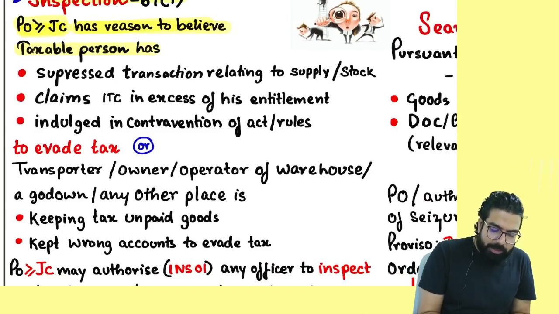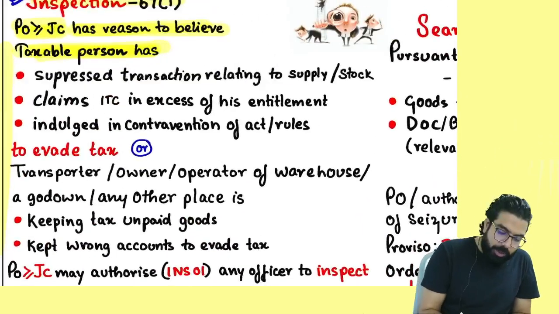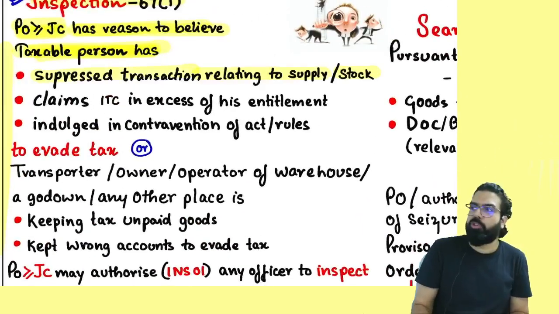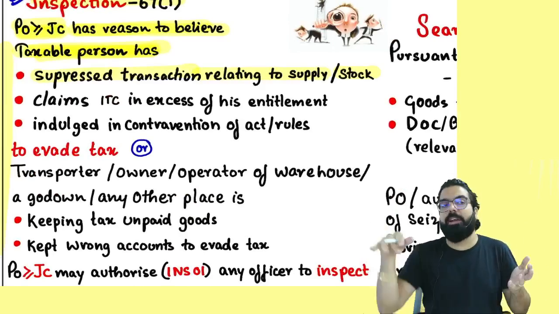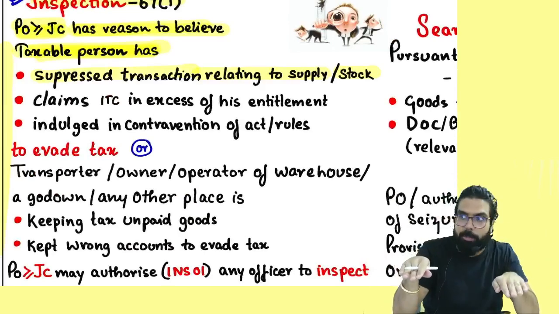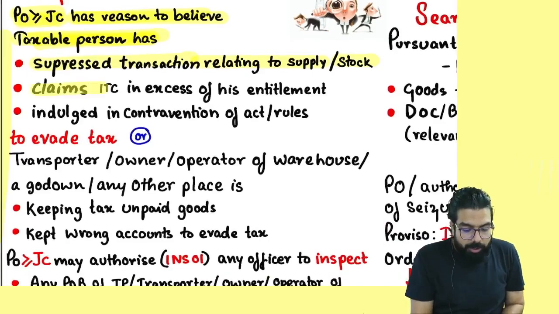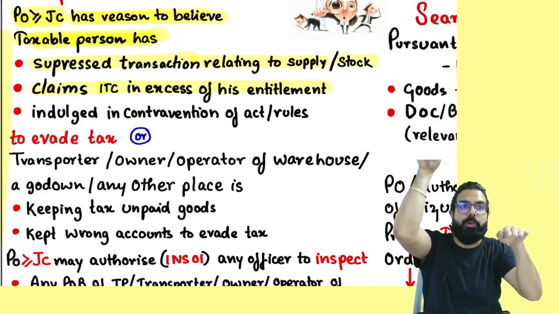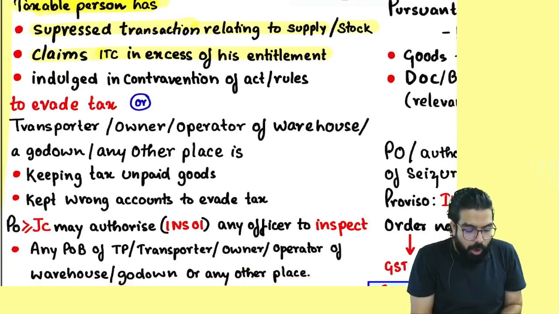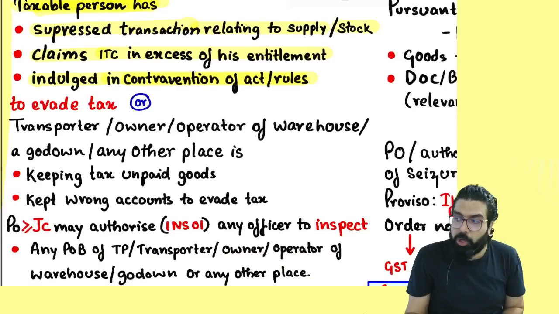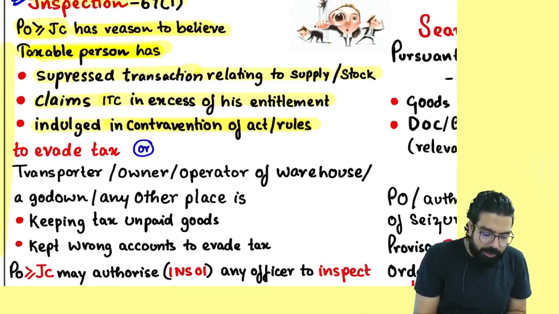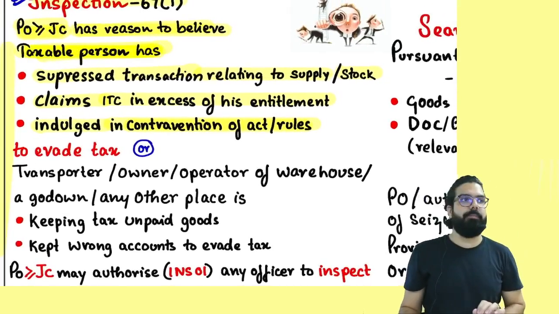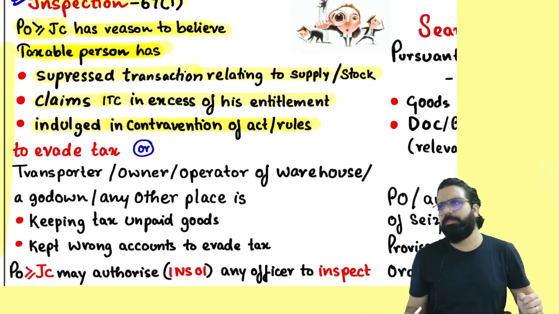If he has reason to believe, sir, what are the reasons he can order inspection? Remember this: that the taxable person has suppressed transactions relating to supply or stock. You are not showing your supply transactions. If you don't show, it means you are paying less tax. Or claims ITC in excess of the entitlement. If you are taking more ITC, again your output tax liability will come down. Or you are indulging in contravention of the act or rules, then the taxable person's business premises can be inspected.